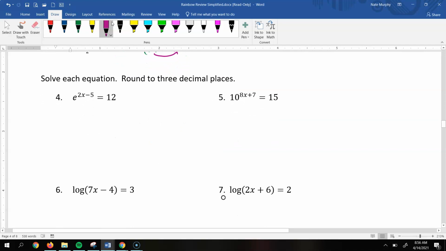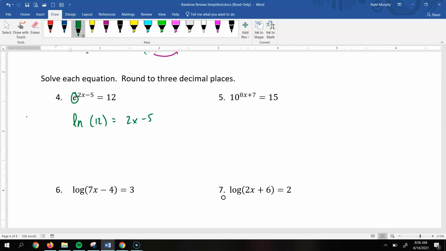All right, so for 4 through 7, we're solving equations. Now, some of these are exponential equations, some of them are logarithm equations. So if it's an exponential equation, we're going to have to change it to logarithm form. So right now, for this one, I notice that my base is e. So when I change this to logarithm form, we would have log base e. But that's not proper. Remember, log base e is the same as the natural log. So the natural log of our value, which would be 12, would equal the exponent, which is 2x minus 5.